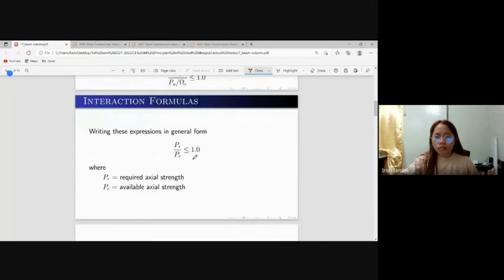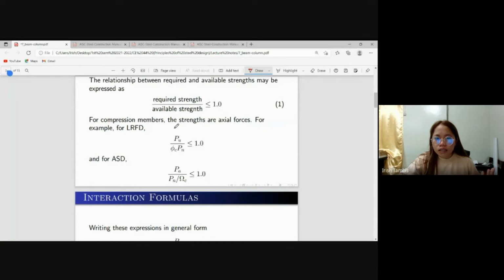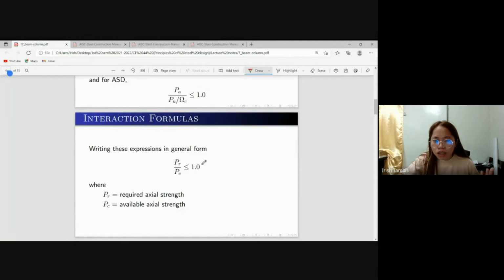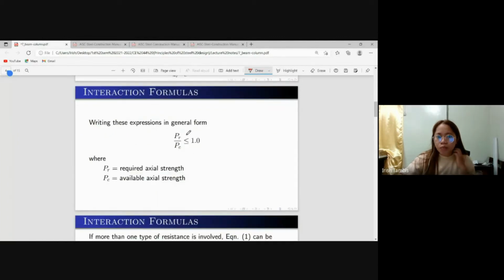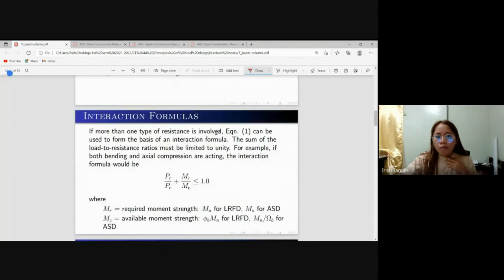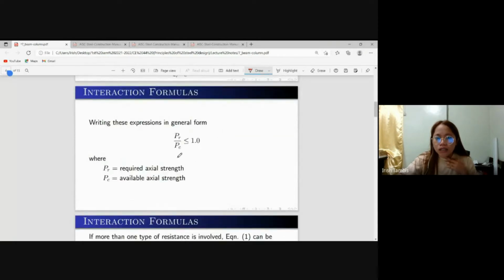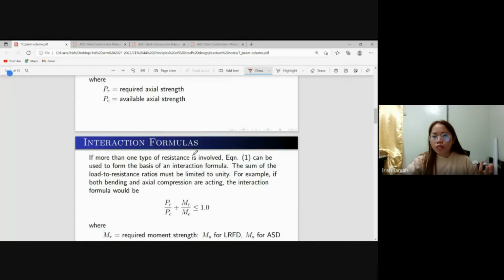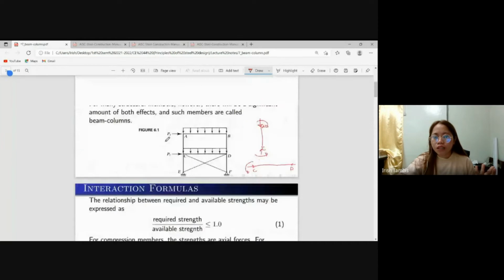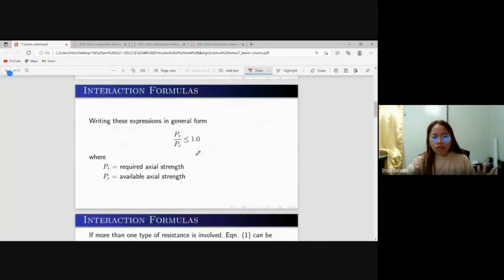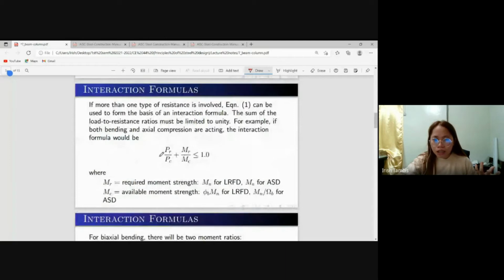Further, for interaction formulas, this concept or this relationship can also be expressed into this general form, no? The ratio of the P sub R and P sub C, where P sub R is the required axial strength and P sub C is the available axial strength, should be less than or equal to 1.0. No? This is for axial, no? Axial loads lang siya. How about we have, because the beam columns is subjected to both axial and bending man, no? So the interaction formula will be like this one, no?